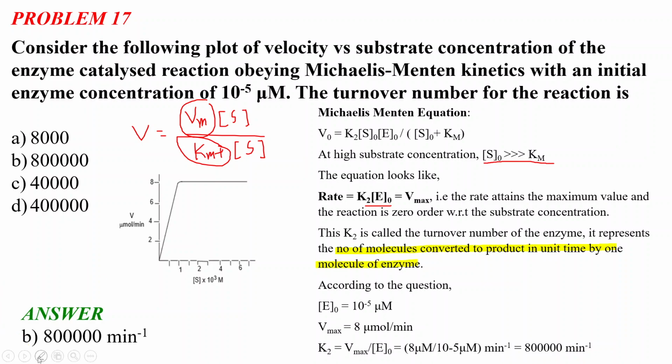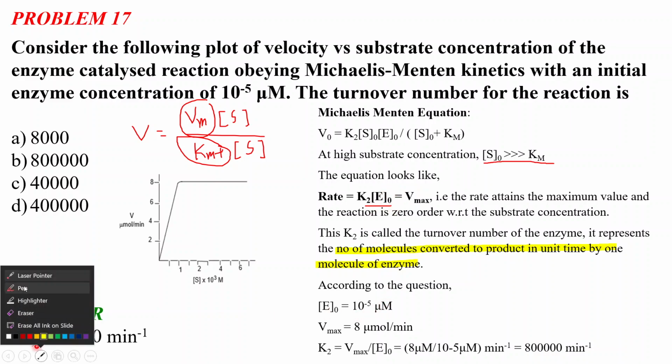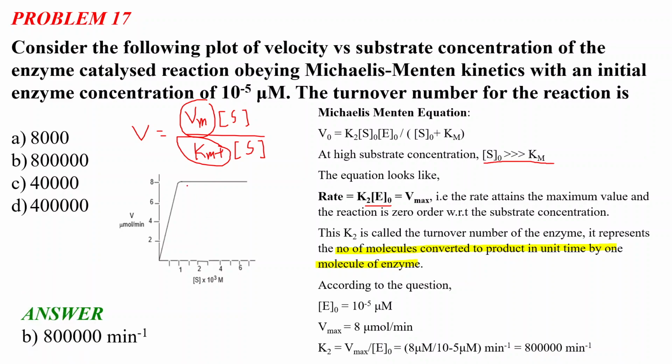Now, according to the question, the initial enzyme concentration is 10 to the power minus 5. Initial enzyme concentration means E0. E0 is 10 to the power minus 5, and for Vmax, if we look at the plot carefully and extrapolate this plateau, we have 8 micromole per minute. So, Vmax equals 8 micromolar per minute. As we know Vmax equals K2 into E0, K2 will be Vmax by E0, which is 8 micromolar into 10 to the power minus 5 divided by 10 to the power minus 5, which is 8 lakh minute inverse. So, this is the correct answer.